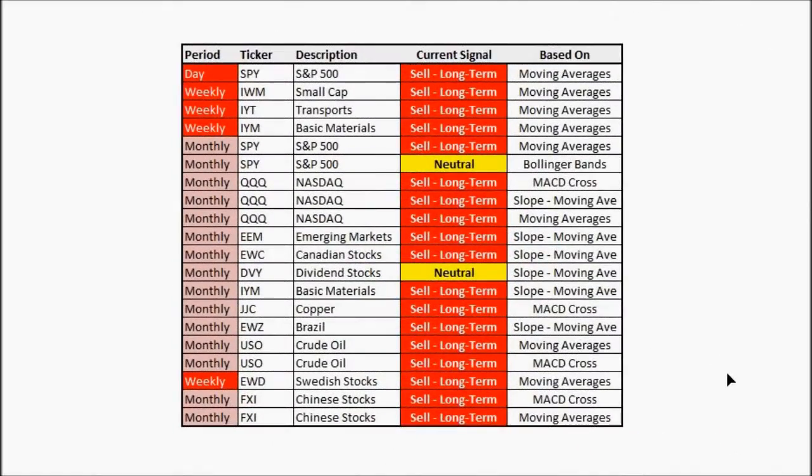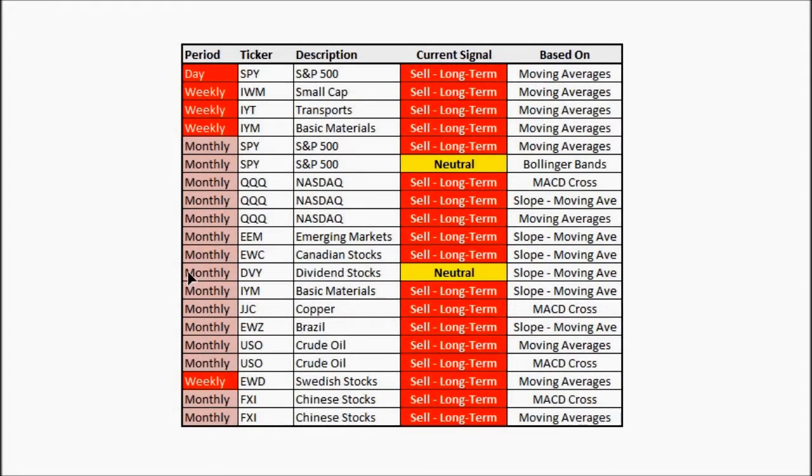This is an update to a table of long-term sell signals that we've presented in the past. If you want more detail, Google this here and you can find other videos to catch up if this is your first video. The only changes this week, with the market moving higher, we did lose a long-term sell signal on the Bollinger Bands, which we'll show you next, and dividend stocks. We'll also review that. All the other long-term sell signals remain in place, including these more important weekly signals.